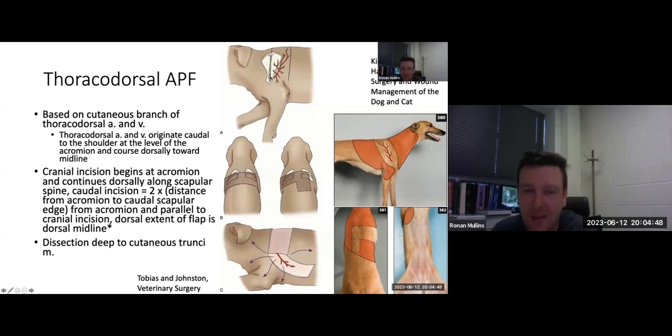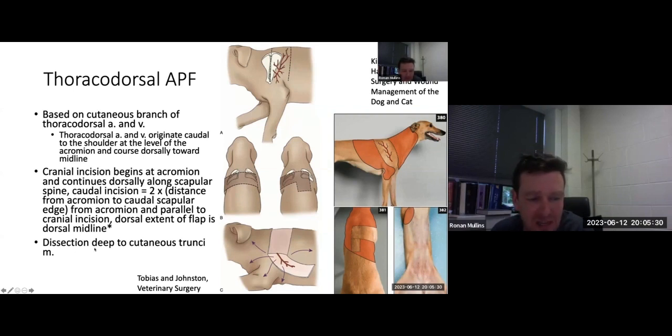In terms of the outline of the flap, just very quickly, the cranial margin is the spine of the scapula extending from the acromion. In terms of the caudal boundary of the flap, you basically measure the distance from the cranial line to the caudal aspect of the scapula, and then you measure that same distance again further caudally, so with the vessel in between both cranial and caudal lines. In terms of the dorsal line, it's usually the dorsal midline, but there are reports of extending it a little bit further to the contralateral scapulohumeral joint.